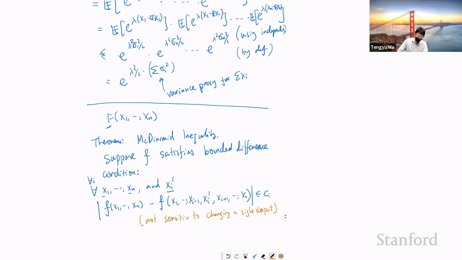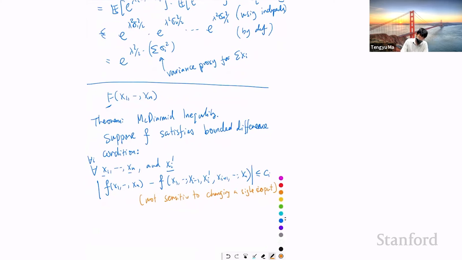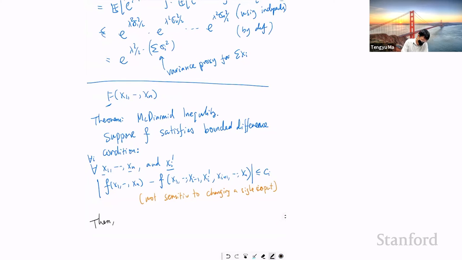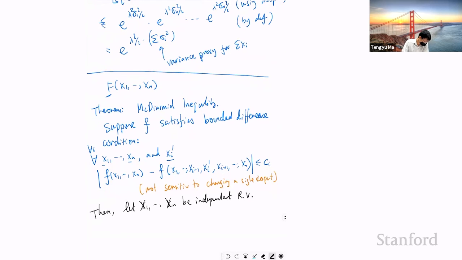If you have this so-called bounded difference condition, then you can say that, letting x1 up to xn, now capital X, be independent random variables, the probability that f(x1, ..., xn) deviates from its expectation by t is less than exponential of minus 2t squared over the sum of ci squared, i from 1 to n.